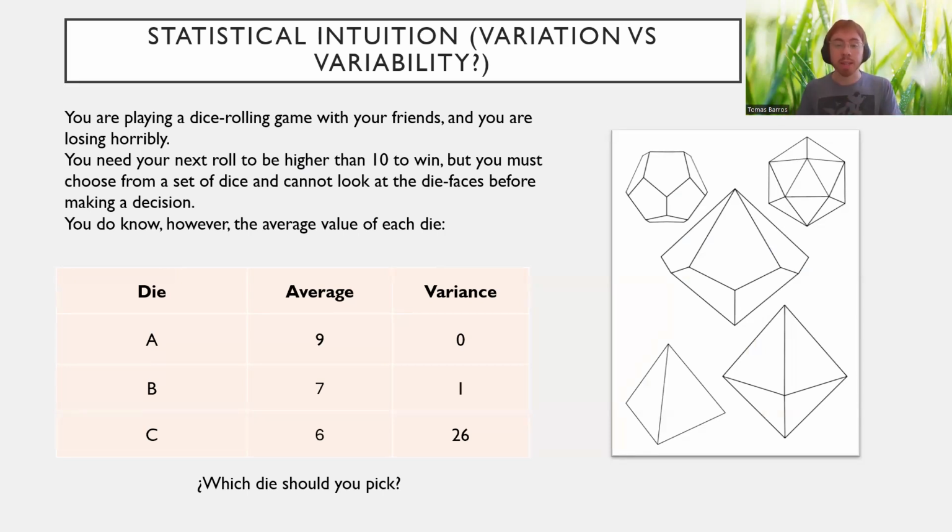However, die C, even though it has the lowest average value, has the highest variance, a variance of 26. So it's likely that it has values like 15, like 20 on some of the faces, and also values like 1 and 2. So actually, if we consider just these 2 pieces of information, then it's clear that die C is the best die to choose to win the game.